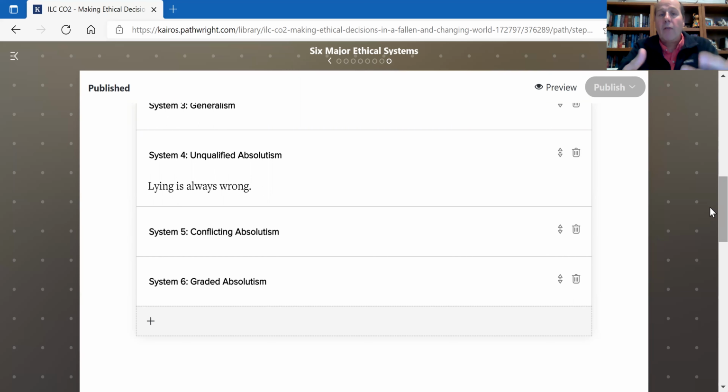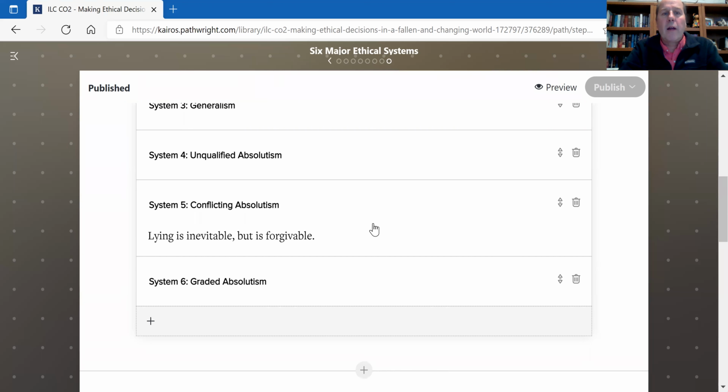And that may have involved those people that were hiding being exposed and then being killed, but that would have been according to God's plan. And so Betsy's job was simply not to lie. Lying is always wrong. The fifth one is that lying is inevitable. We live in a fallen world. Let's get real. But when I lie, I'm doing it for a greater good, and I'll simply ask God for forgiveness, because that lie that I told is covered by what Jesus did on the cross. And so that's the idea of conflicting absolutism.